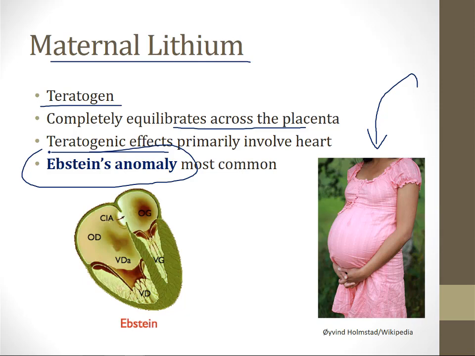I talk about Ebstein's anomaly in the cardiology section. Ebstein's anomaly involves apical displacement of the tricuspid valve. That means the tricuspid valve, which is normally found in the right ventricle at about this level, is displaced down towards the apex, and this often leads to tricuspid regurgitation and right heart failure, and that's the classic fetal adverse effect of a mother who takes lithium during pregnancy.